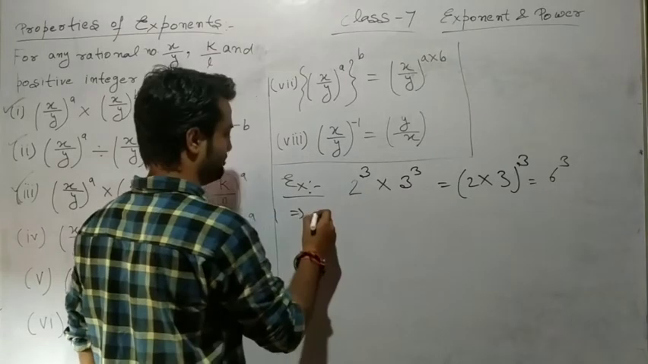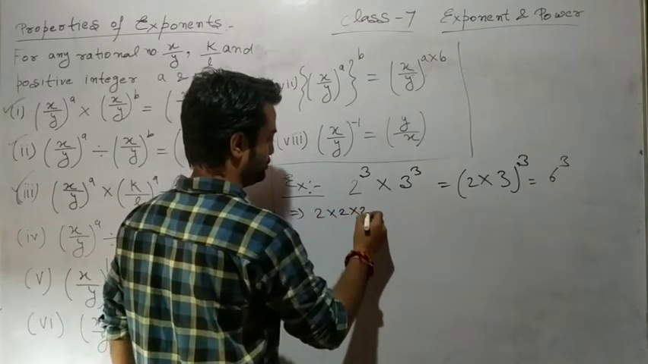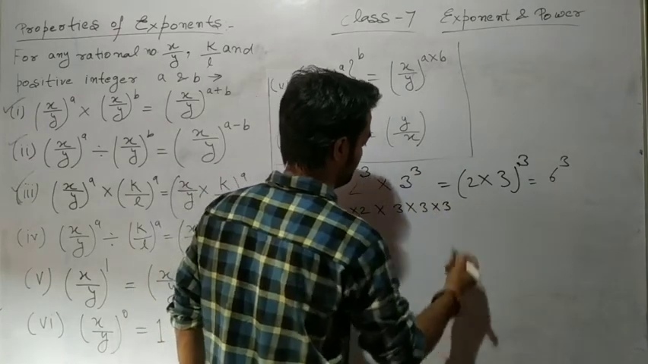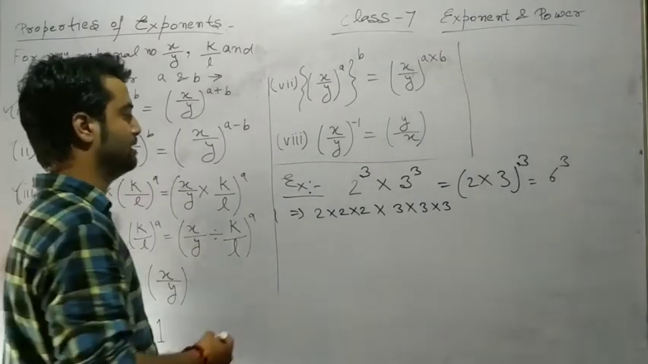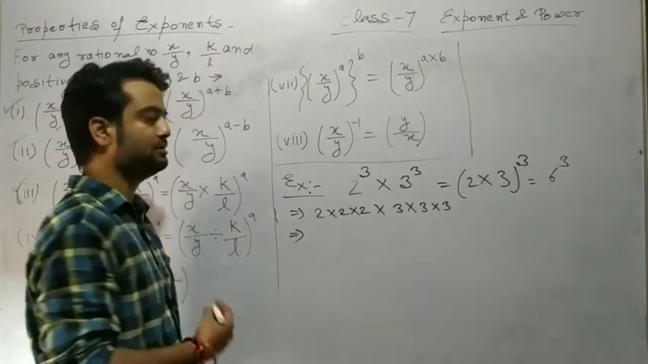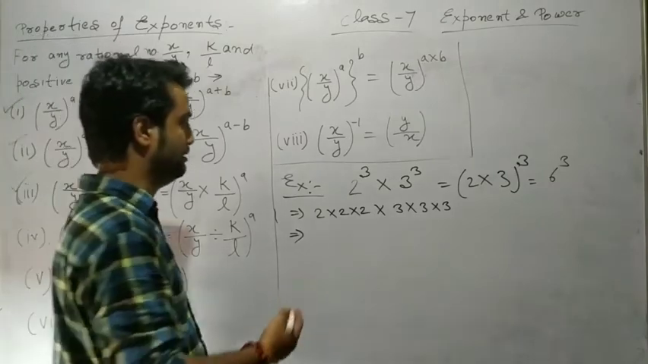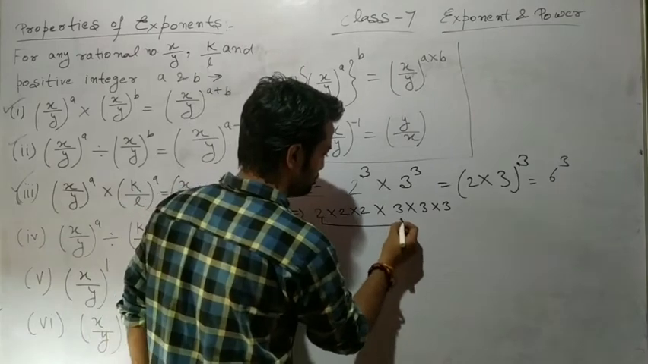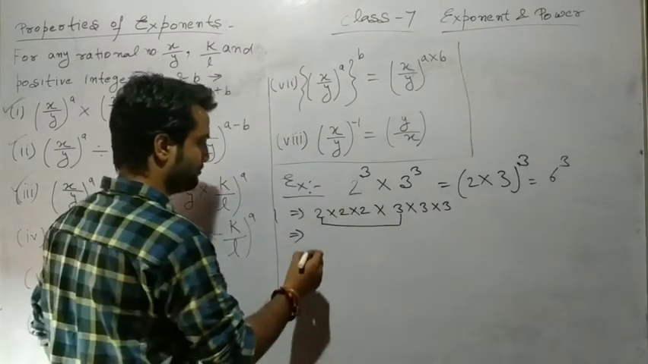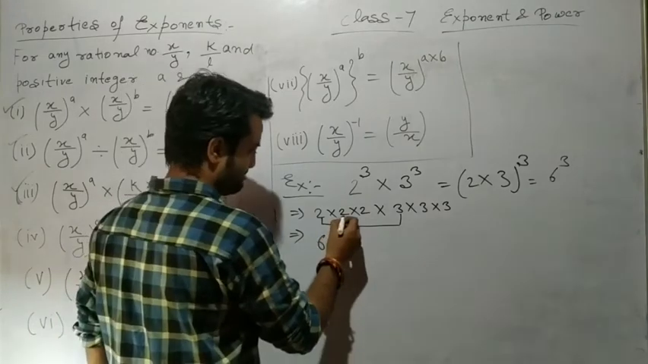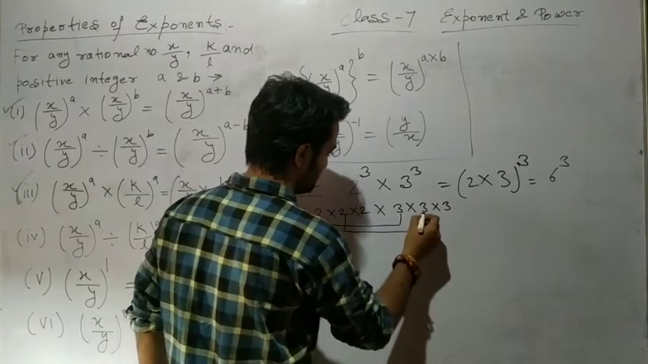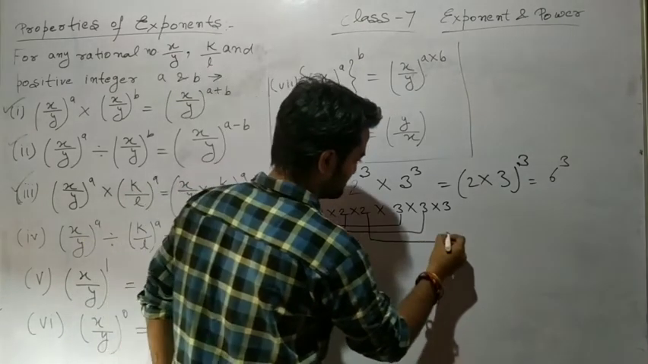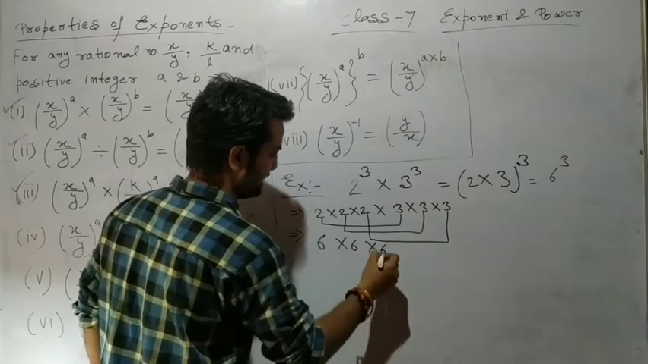2 raised to the power 3 can be written as 2 into 2 into 2, and 3 raised to the power 3 can be written as 3 into 3 into 3. As you know, using the commutative property, we can multiply the numbers by shuffling them. So if I multiply this 2 with this 3, what do I get? 6. In the same way, if I multiply this 2 with this 3, again I am getting 6. And on multiplying this 2 with this 3, I am getting 6 again.